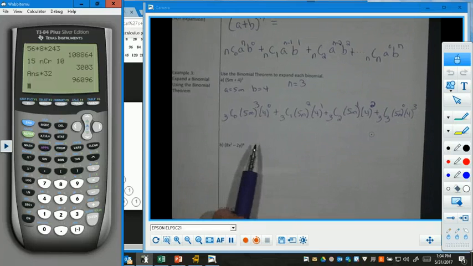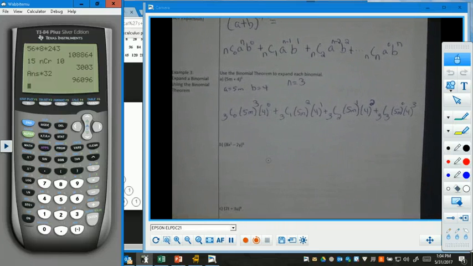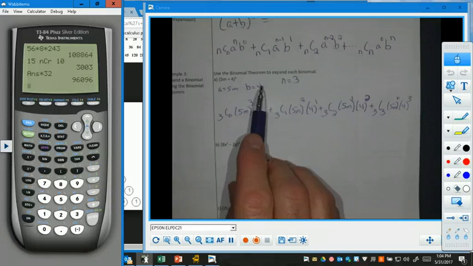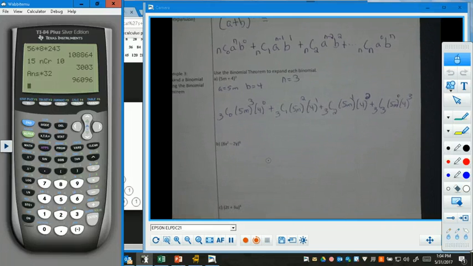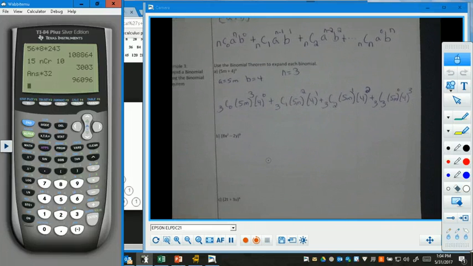Now I prefer just to grab these numbers from Pascal's triangle, that's easier for me, but this is using the binomial theorem to expand. And it will generate the exact same answer that you would get if you did this using Pascal's triangle.